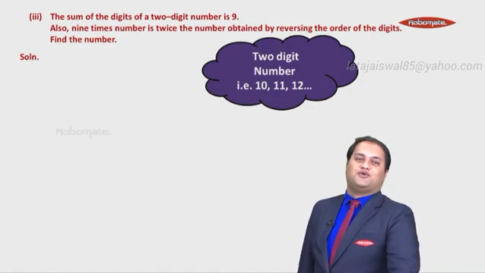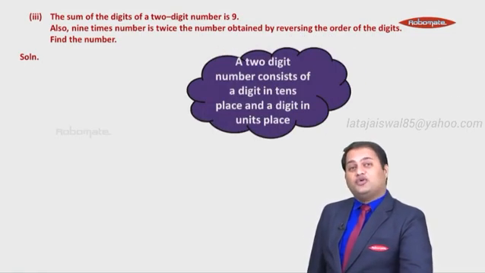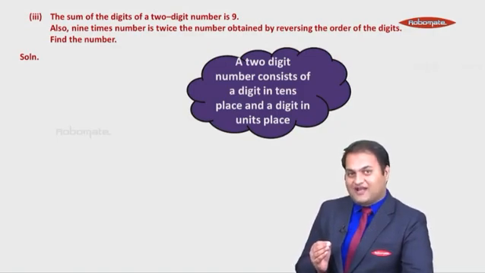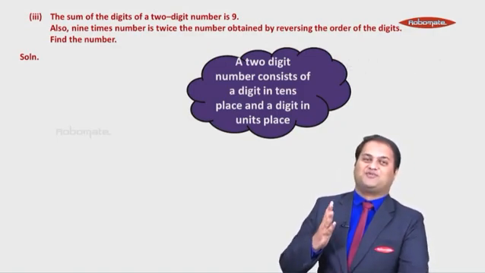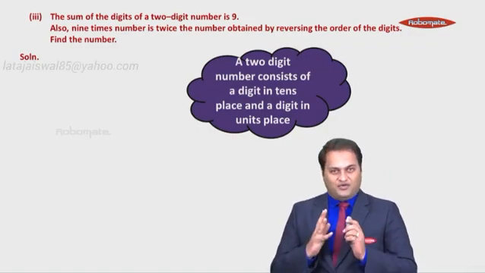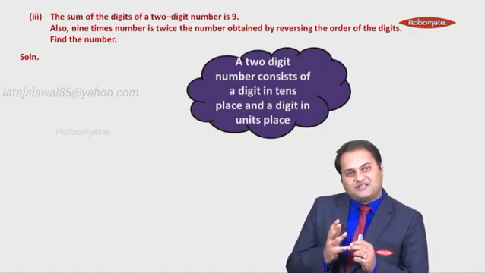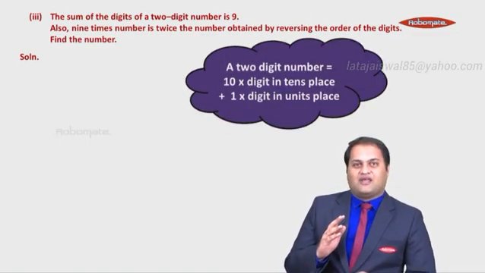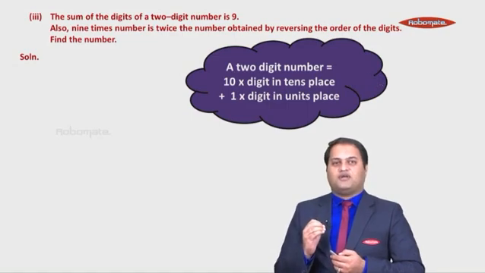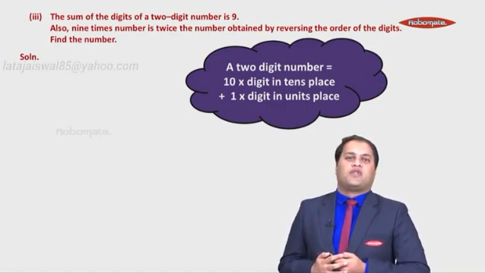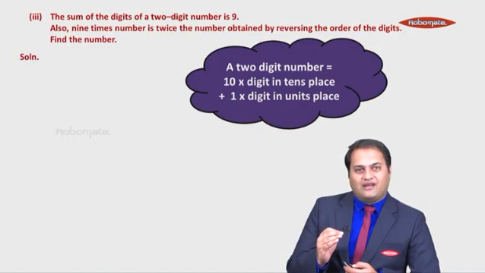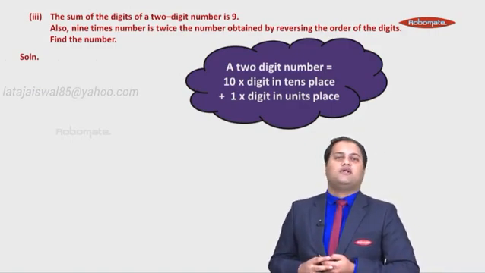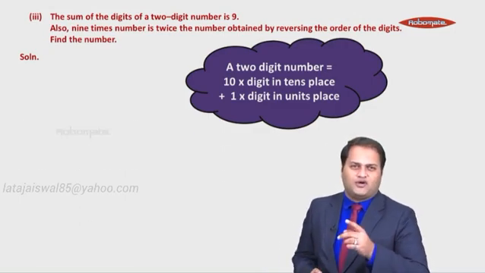Now, what is exactly a 2-digit number? A 2-digit number consists of a digit in the tens place and a digit in the units place, right? So can we say a 2-digit number is always formed like this? A 2-digit number is equal to 10 into the digit in the tens place plus 1 into the digit in the units place. Did not understand this?